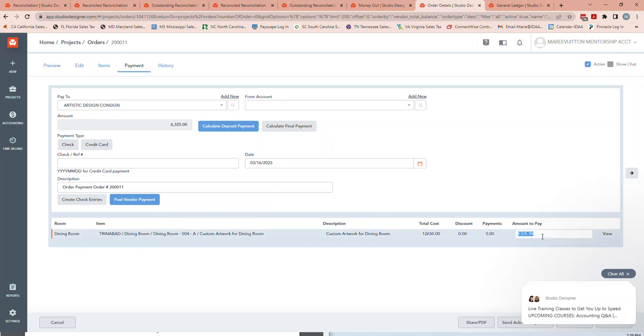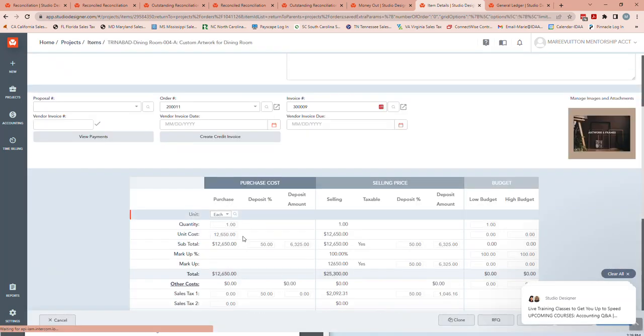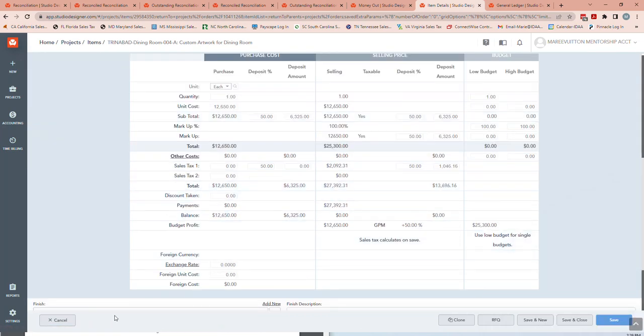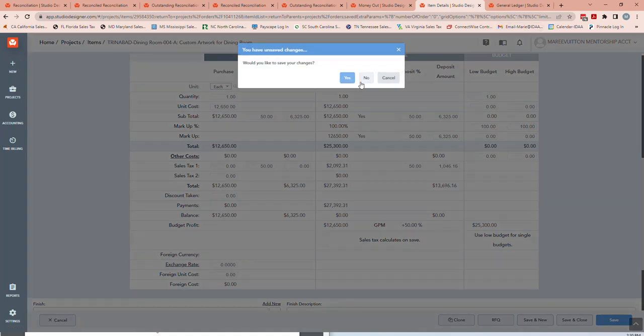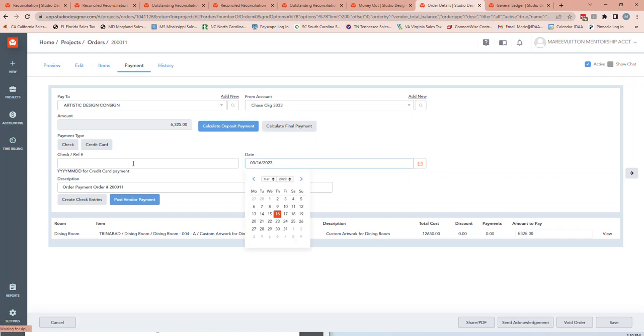It is defaulting to, I think this one's set up for 50% payment. Okay, so if it's set up to 100% payment, that would default to 100, but my guess is that it's, yeah, you can see here that it's set up for 50% payment. That's why there's that default. Okay, so here it's defaulting to that. I'm going to select the paying account, put in the date, and then my reference number.